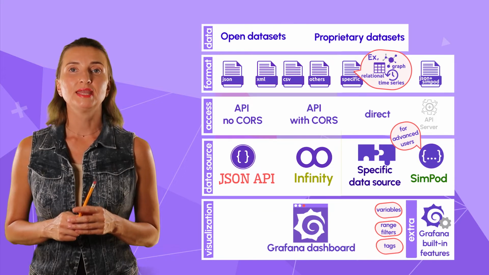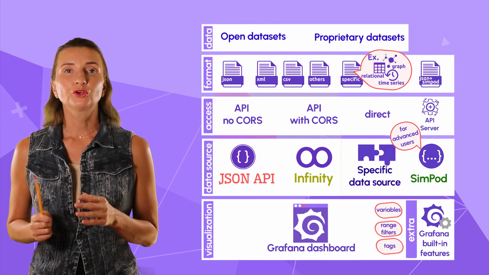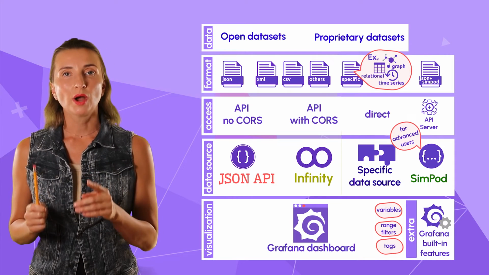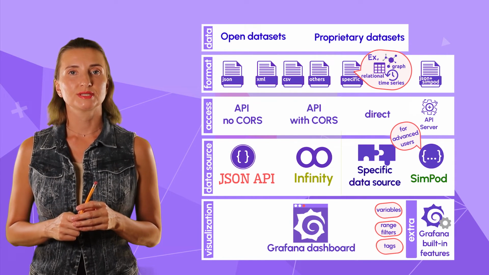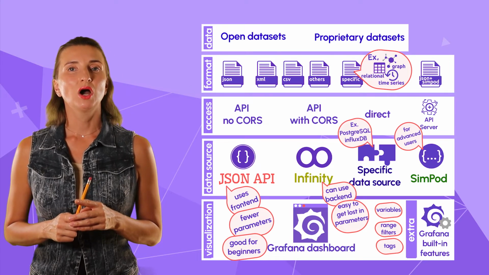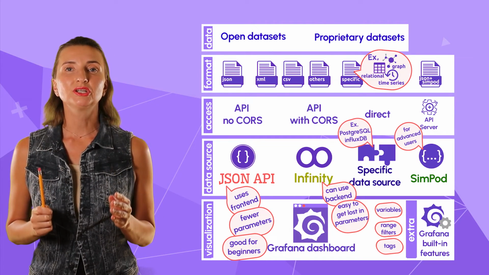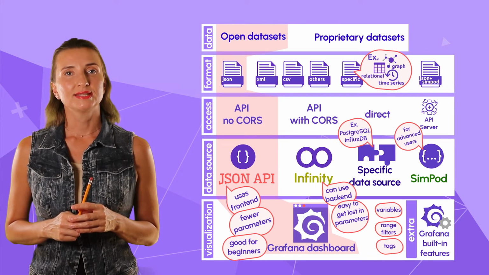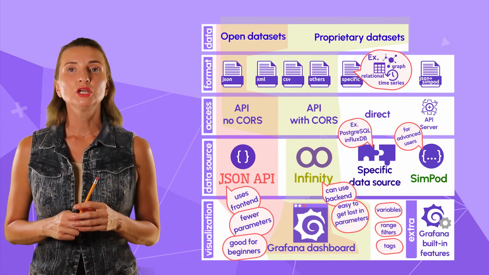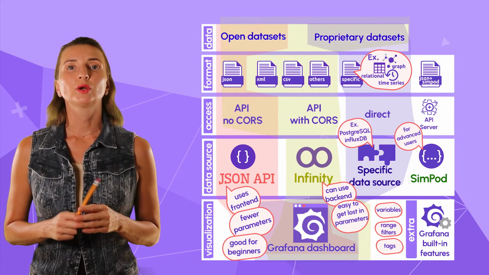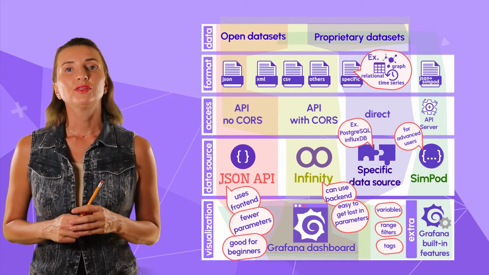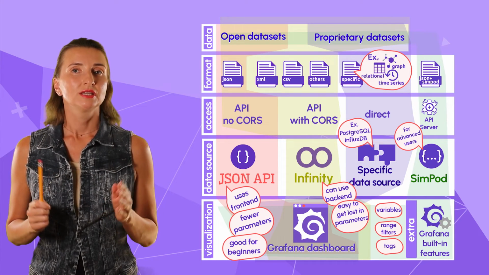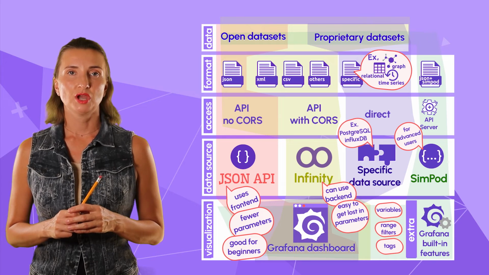So you must create an API server that converts the given API format, JSON, XML, etc., into the required by the Simpod data source. Now all parts of the schema are revealed and explained. You can clearly see 4 scenarios, one for each plugin. Red for JSON API, yellow for Infinity, blue is for data sources that work with proprietary datasets, the green is for Simpod data source, which provides extra functionality. Still, you must create your own API server.